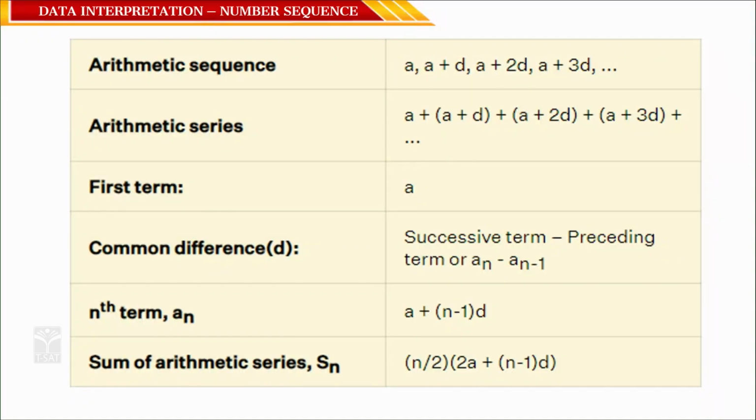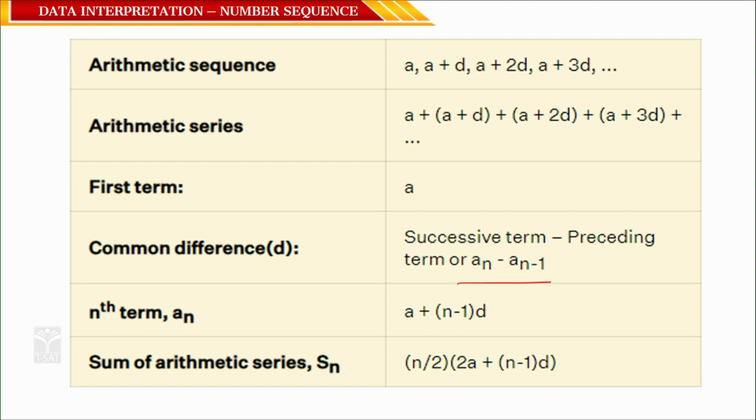Arithmetic sequence: A, A plus D, A plus 2D, A plus 3D and so on. This is an arithmetic sequence. What is the difference between a sequence and a series? When you take the addition of those terms, that is called an arithmetic series. When you take the terms only, that is an arithmetic sequence. Here the first term is A, which is very important, and the common difference is D, correct? How do we get the common difference? It is the difference of successive terms, meaning a_n minus a_(n-1).